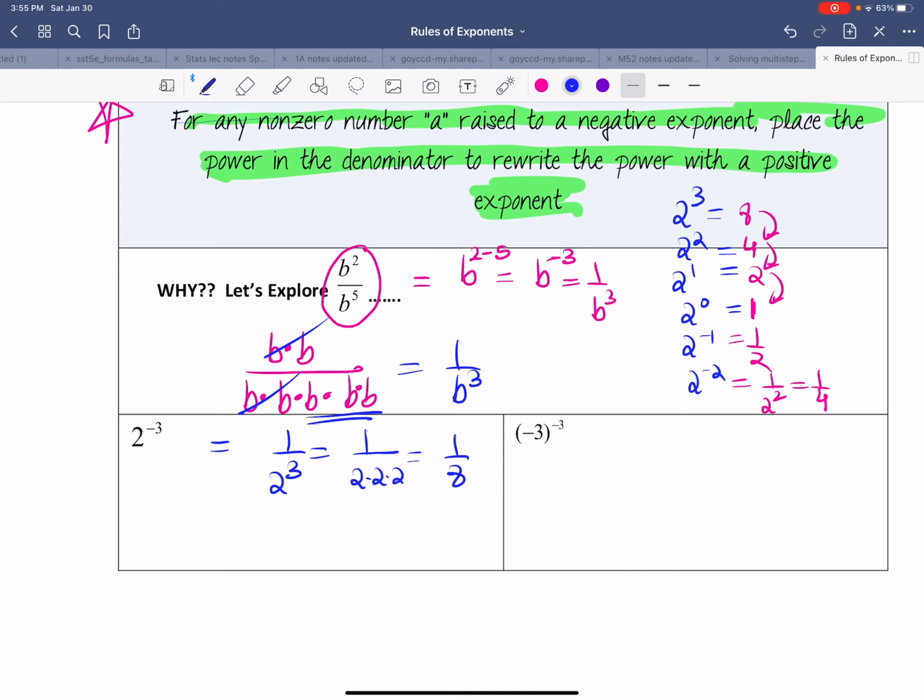Negative 3 to the negative third power, well, that's 1 over negative 3 to the third power, which is 1 over negative 3 times negative 3 times negative 3. And that's 1 over negative 27. We usually write the negative as a coefficient, and then 1 over 27 as a fraction.